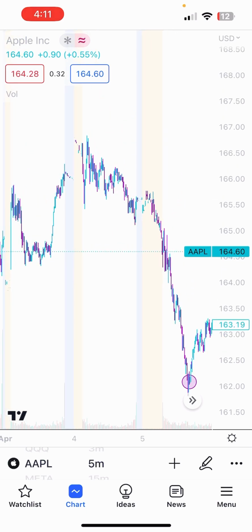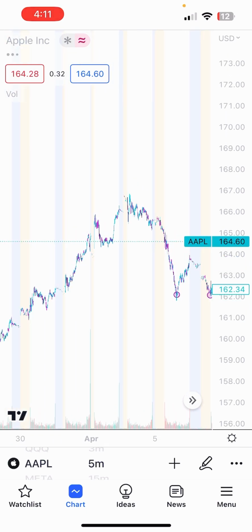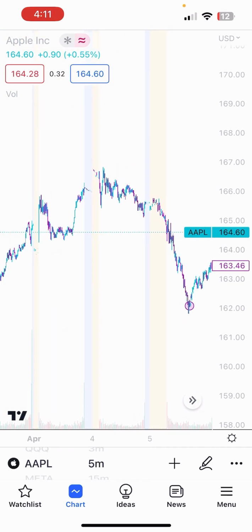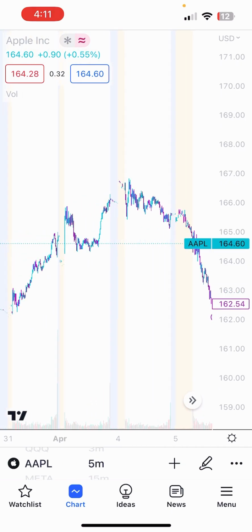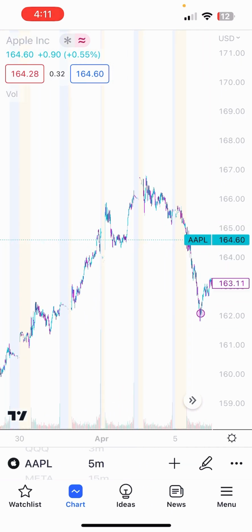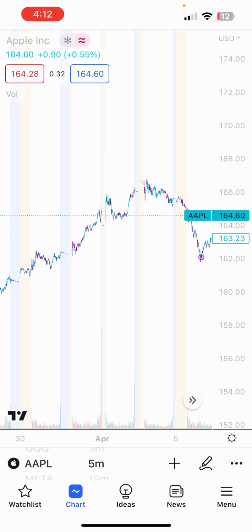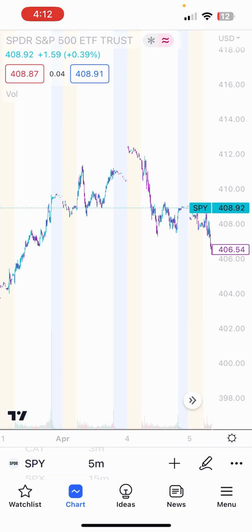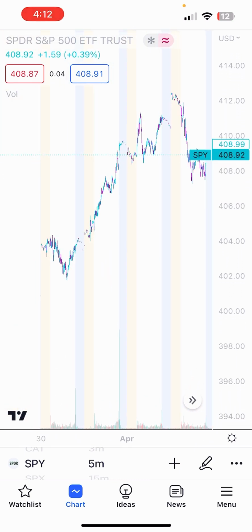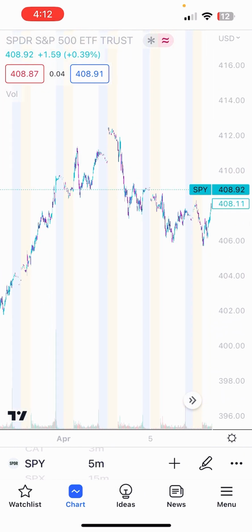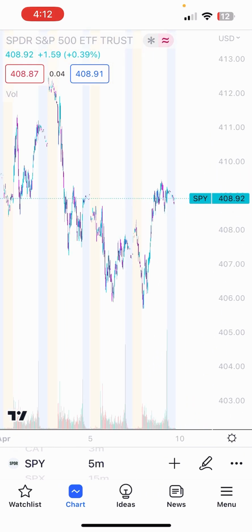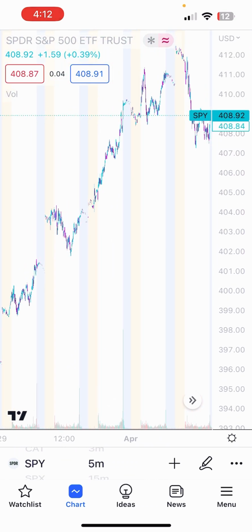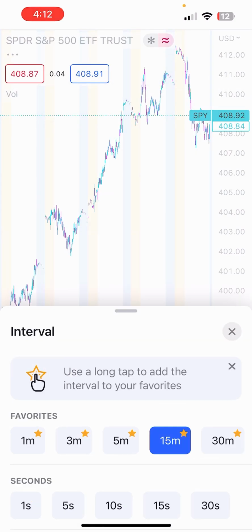Another thing that I like to do is a break of structure. I like break of structures because after a break of structure, there's a big move coming. That's how it is. I've been trading for 4 years, and 4 years is a long time, and I have seen this move so many times.